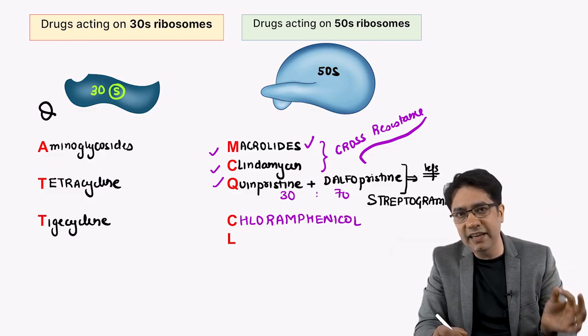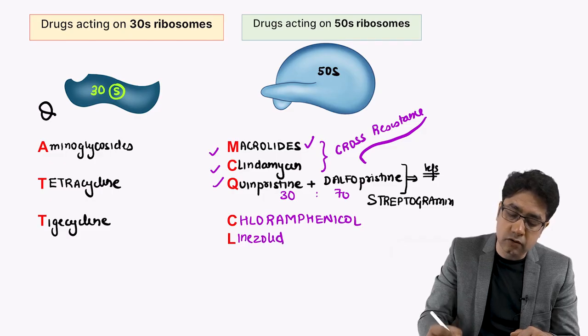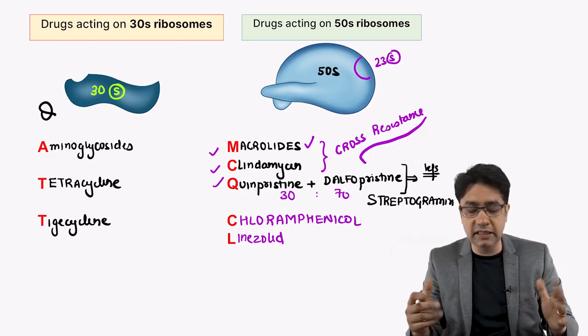C for chloramphenicol, which was inhibiting peptidyl transferase by acting on 50S ribosome P site. And lastly, unique drug linezolid. Linezolid was acting on 23S subunit of 50S ribosome. So these are the drugs.